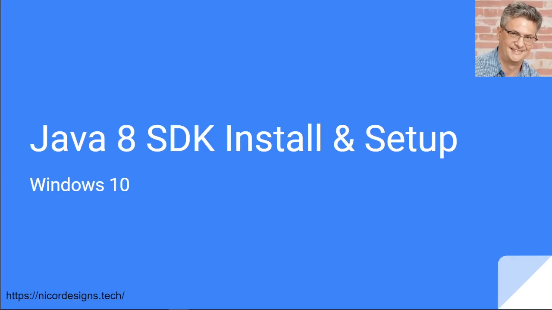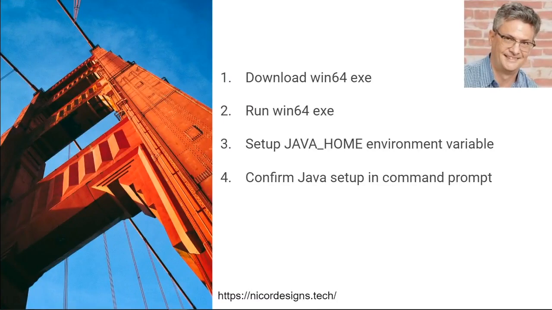We will now start with downloading, installing and configuring the Java 8 SDK for Windows 10. This is a basic overview of the steps we will follow to install JDK 8. First, we will download the Windows 64 executable, then we'll run it. Then we will set up the Java home environment variable and make sure it's on the path. And then we will confirm our Java setup in the DOS command prompt.